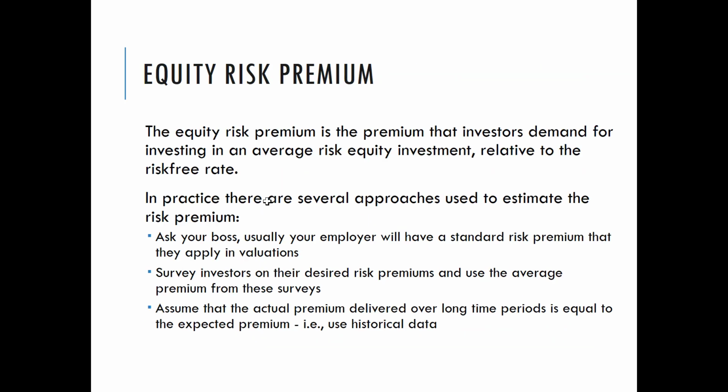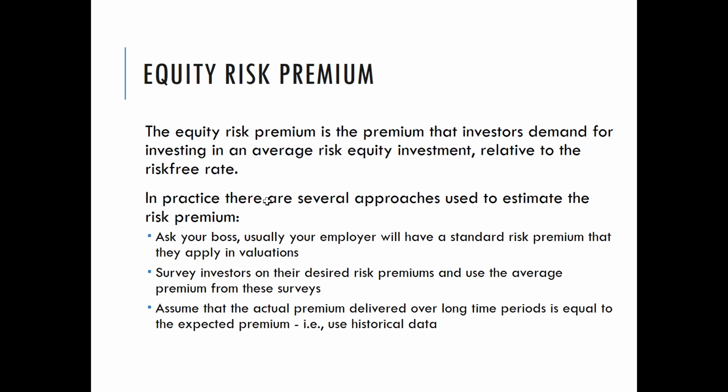The second part of the equation is the equity risk premium. I've already gone through this, but basically an equity risk premium is the premium that investors demand for investing in an average risk equity investment. So the idea is the premium they get in addition to the risk-free rate. How much in addition to the risk-free rate do I get for investing in stocks in general? Again, there are a few different approaches to how you would estimate it.